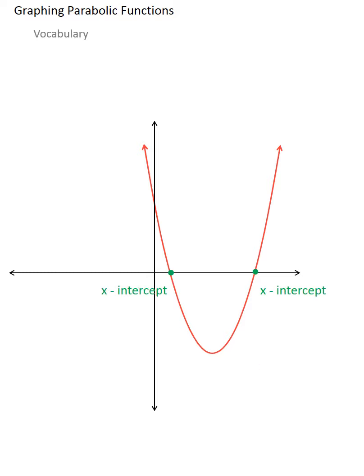Where the parabola intersects the x-axis, we call those x-intercepts. Where the parabola crosses the y-axis, we call that a y-intercept. And the line that cuts the parabola into two equal halves is called the axis, or sometimes known as axis of symmetry.